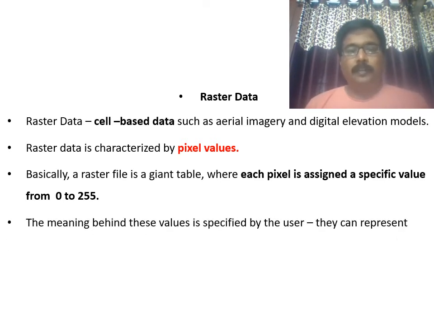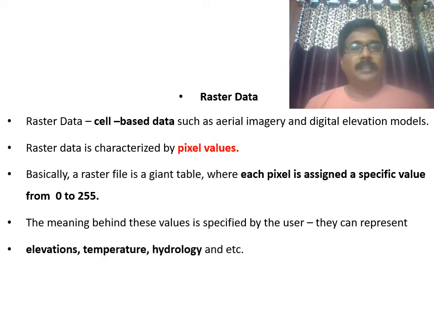What is the value that the pixel is going to take? That is given by the user. The user can say what this pixel is going to have. For example, it can be a digital elevation model in which all the pixels take the elevation data, and I can also have temperature values for the pixels, and with reference to hydrology, it can be rainfall information, evaporation information, or evapotranspiration information that the pixel is going to take.